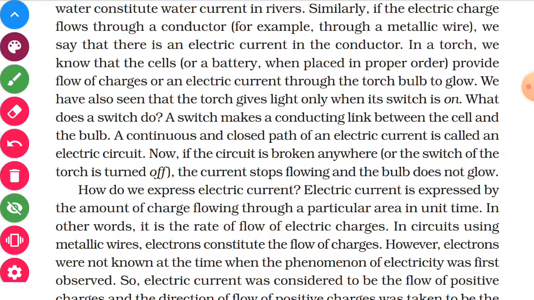We have also seen that the torch gives light only when the switch is on. What does a switch do? Switch makes a conducting link between the cell and the bulb. A continuous and closed path of an electric current is called the electric circuit. Okay, what is electric circuit? Please underline this. The continuous and closed path of an electric current is called the electric circuit.